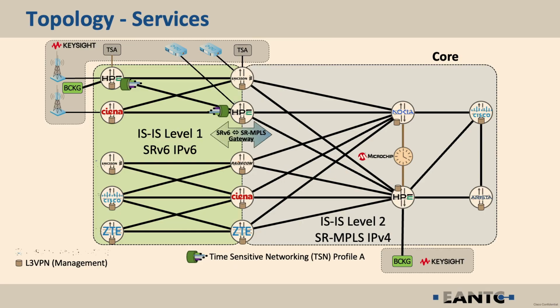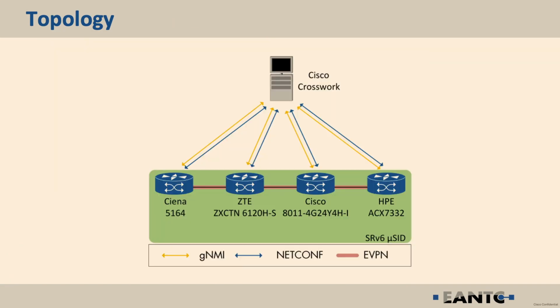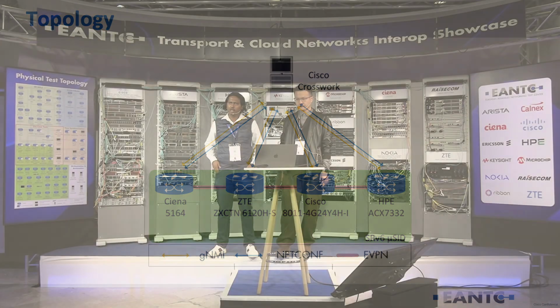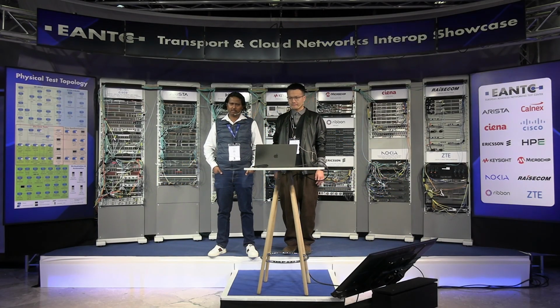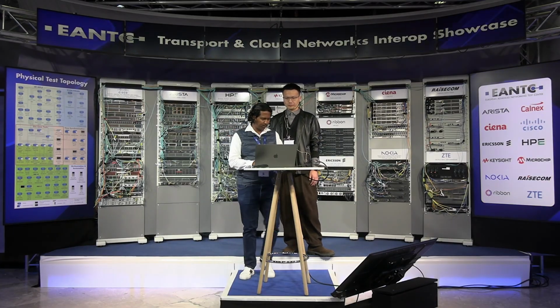So we created the layer 3 VPN and then the EVPN ELAN for the eCPRI connection. This is the topology that we had; we discovered this through Crosswork, we orchestrated it through Crosswork, and then through Crosswork assurance we collect the telemetry to show between service assurance and endpoints. So I'll quickly switch to the demo part here.